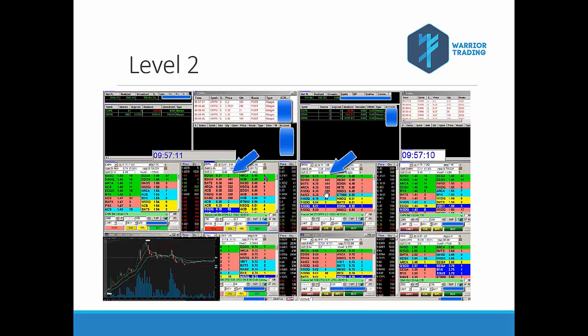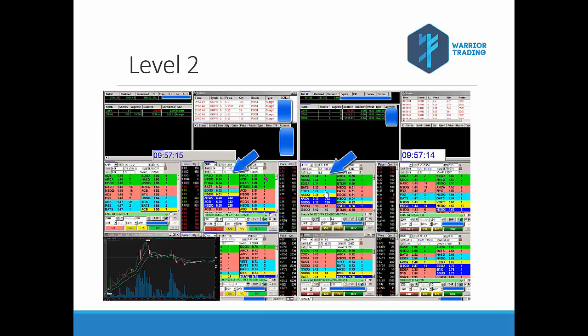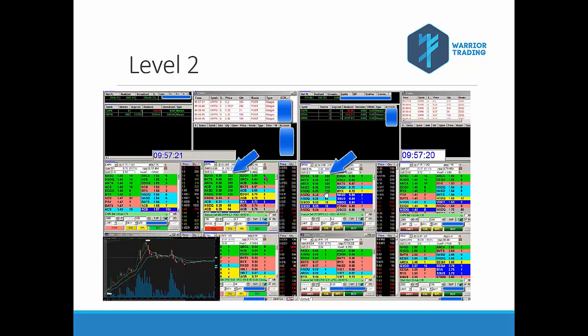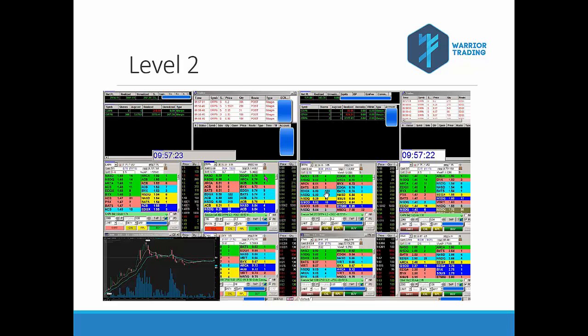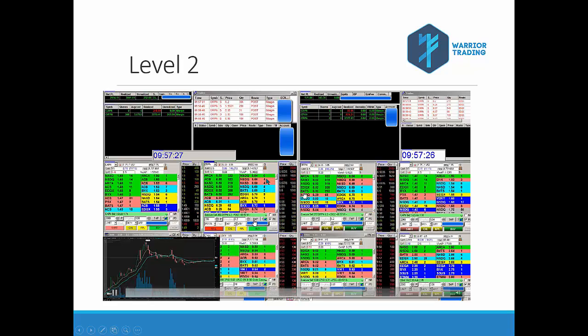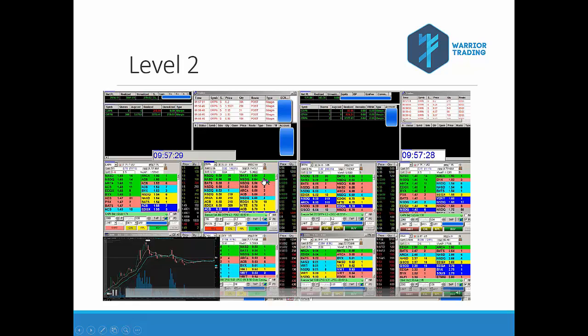Now he's up at 6.20. Now he's up at 6.30. He's going to move up to 6.50. I mean, think about how quickly the stock is moving. We're up 145% right now. So now he's there at 6.50, 6.55, 6.70 on the ask. So again, we've got a little bit of a spread. I would try to sell on the ask if I could.